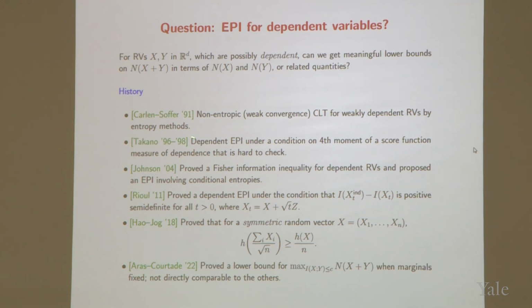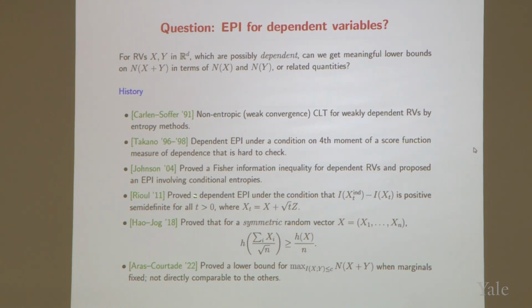So in particular, Carlen and Soffer explored CLTs for weakly dependent random variables using entropy methods, but they were not proving entropic convergence, and they didn't have an actual EPI in their paper. The first EPI for dependent random variables was by Takano in the late 90s, but his condition was sort of intricate and not easy to check in examples. Oliver Johnson, who is here, had a paper in 2004 where he proved a Fisher information inequality for dependent random variables and proposed an entropy power inequality involving conditional entropies. So we are going to be inspired by him and prove a result of that nature.